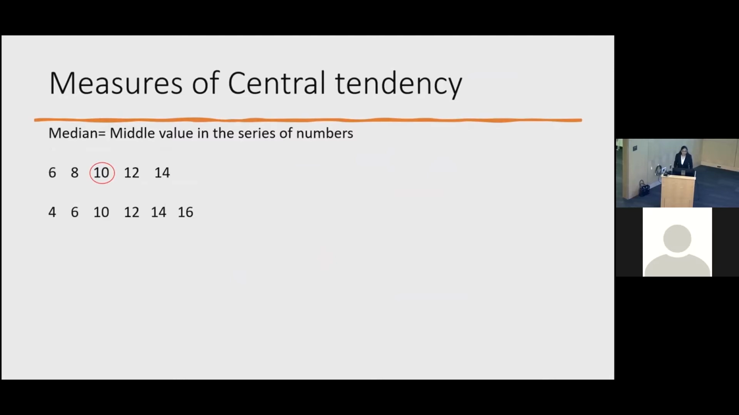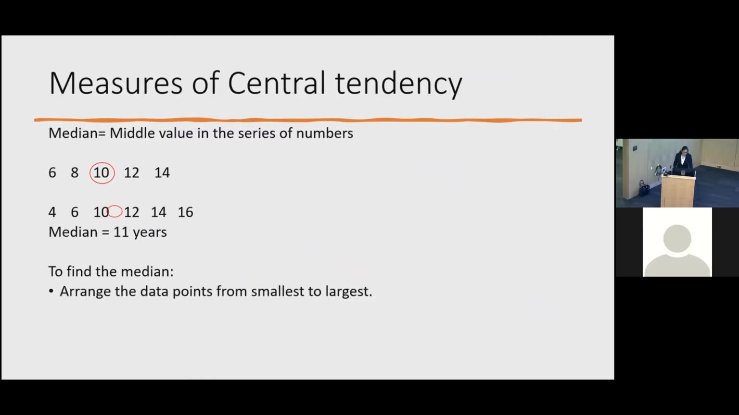Now you may have a question: what to do in a situation where you have an even number of elements, how to find the median? Any guesses? What's the median when you have an even number of elements? What is the middle number? Yes, 11 years is the median. In situations where you have an even number of data elements, all you have to do is pick the two middle numbers and take the arithmetic mean.